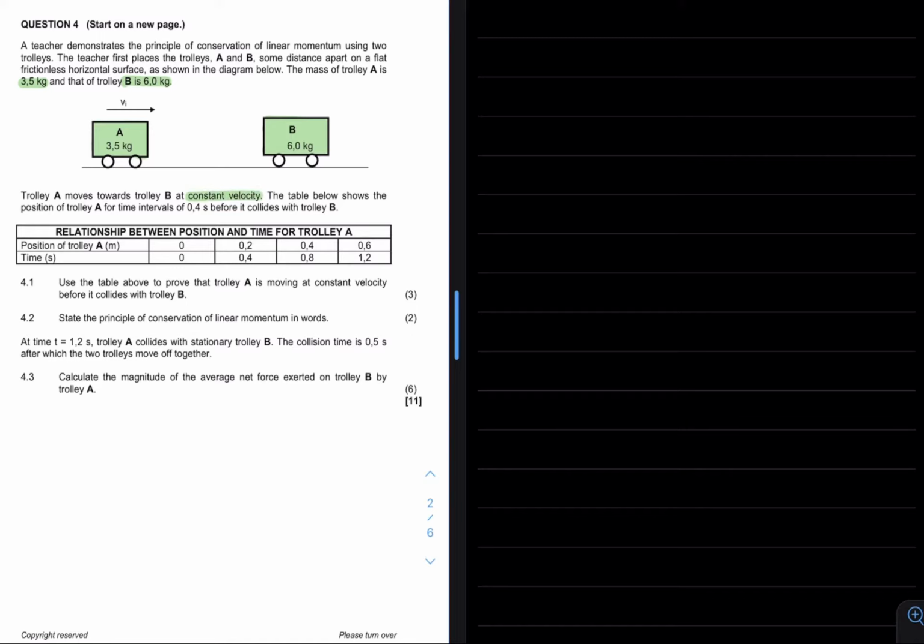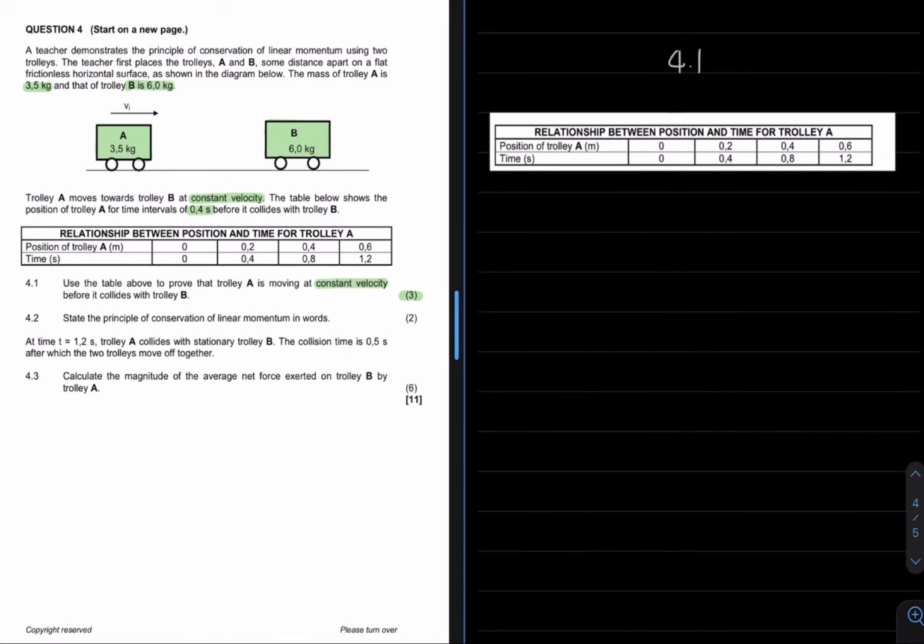The table below shows the position of trolley A for time intervals of 0.4 seconds before it collides with trolley B. 4.1 then asks us to use the table above to prove that trolley A is moving at a constant velocity before it collides with trolley B for a total of 3 marks.